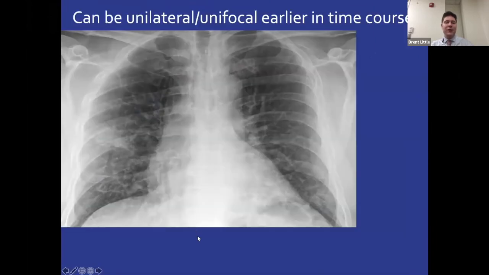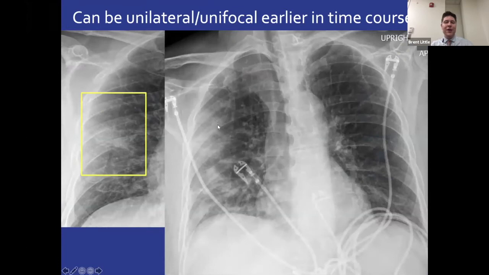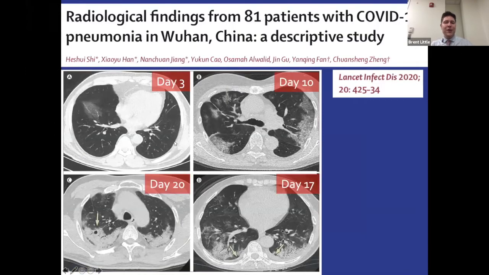Now remember that in the early course, it can have some atypical appearances. This is more unilateral and unifocal on this radiograph. And this is very unilateral in the right lung on this particular radiograph in the early period. Now here's a study that shows these CT appearances and how they vary based on the time course.